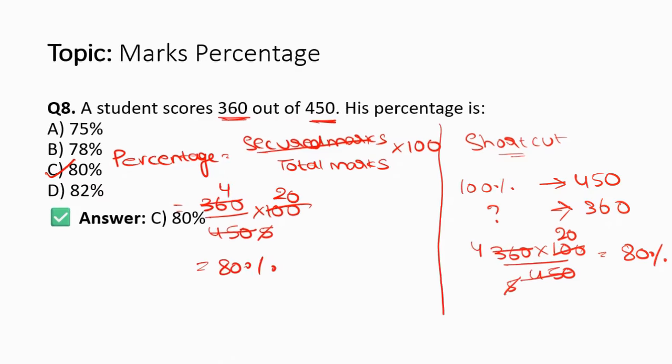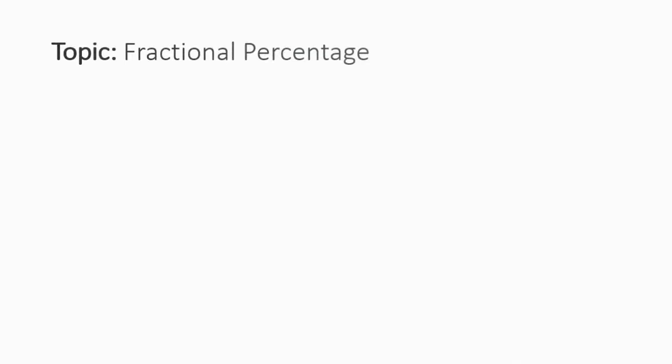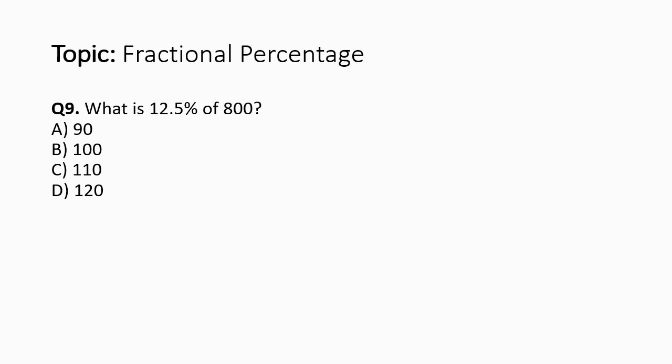Next topic is fractional percentage. This is also one of the basic topics in percentages. What is 12.5% of 800? See, 12.5 means 12.5 percentage of 800. 100 ones, 100 eights. 12.5 into 8 is 100. The answer will be 100.